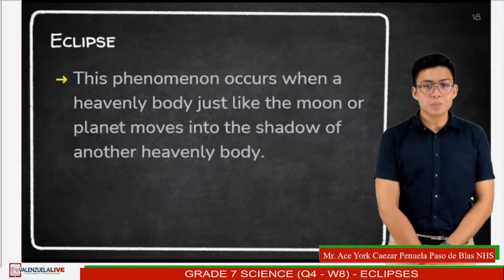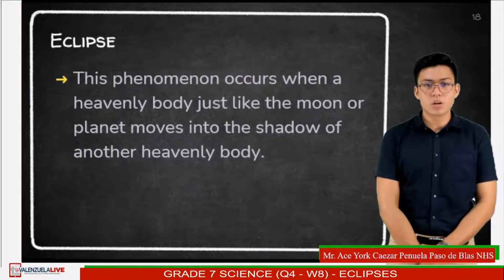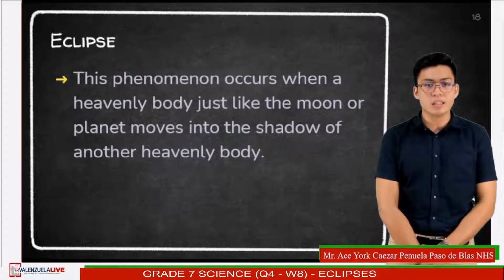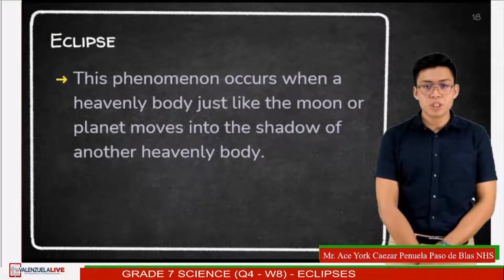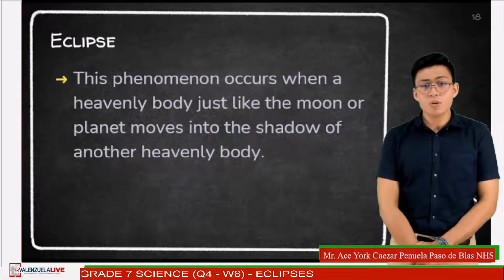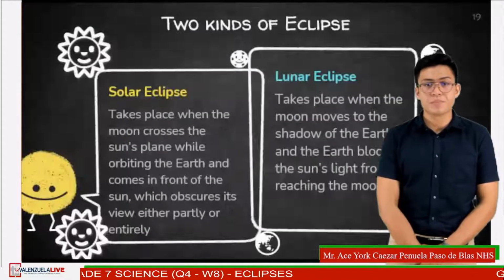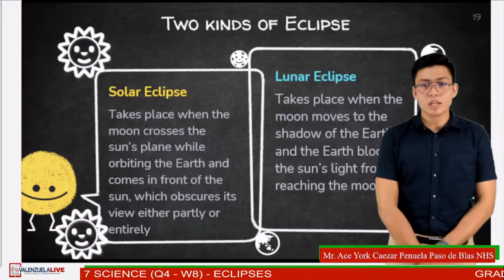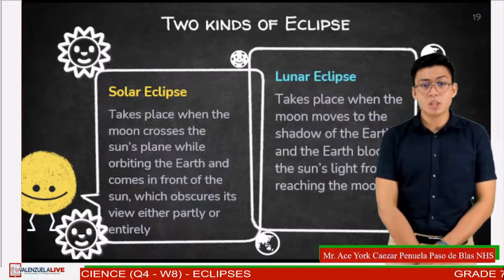When we say eclipse, it is a phenomenon that occurs when a heavenly body, just like the moon or planet, moves into the shadow of another heavenly body. We have two types of eclipse: the solar and lunar eclipse. Let us differentiate the two.